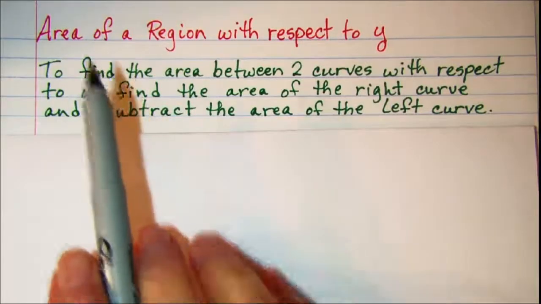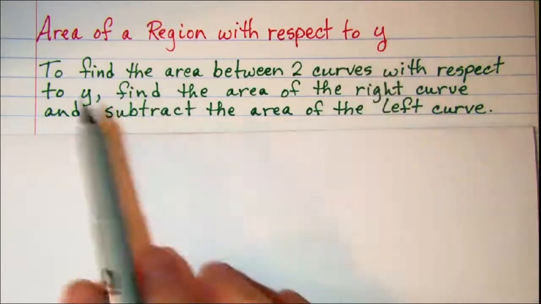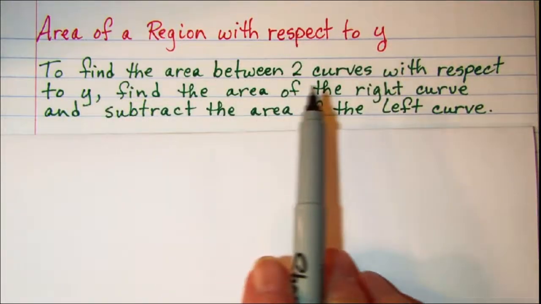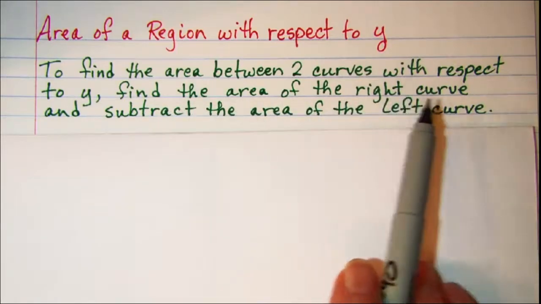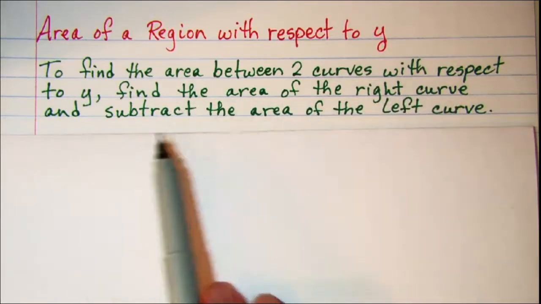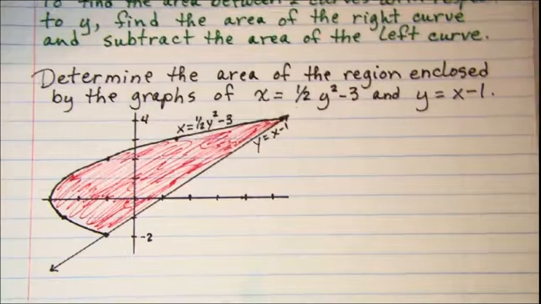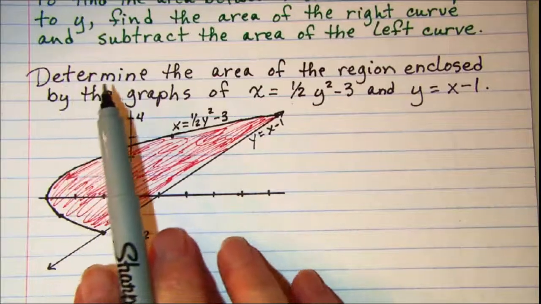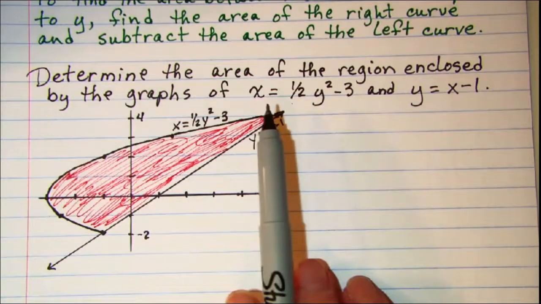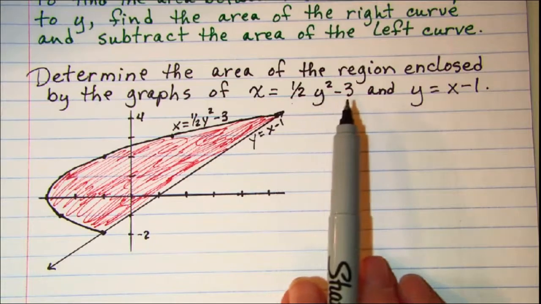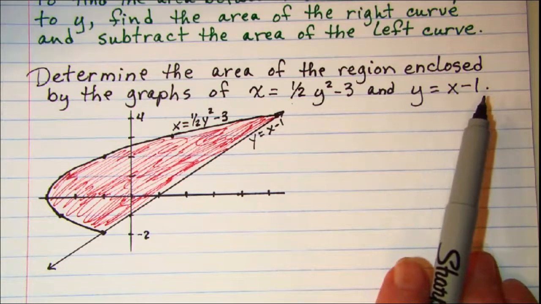In this video, we'll be finding the area of a region with respect to y. To find the area between two curves with respect to y, find the area of the right curve and subtract the area of the left curve. The problem that we'll be working on is to determine the area of the region enclosed by the graphs of x equals 1/2 y squared minus 3 and y equals x minus 1.